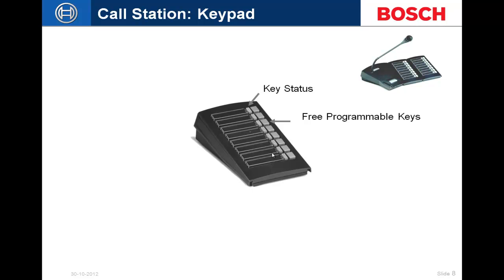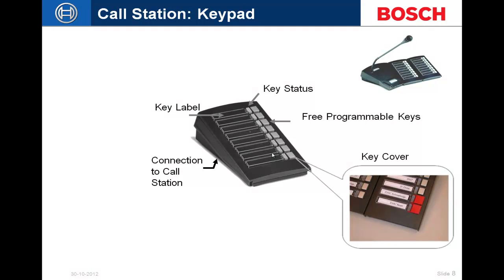Here's our keypad. Those are removable key label covers. Those just kind of pull off. You can fill out an Excel spreadsheet which has the keypad blanks, print that out, cut it out, and basically they just slip underneath those label covers there. Status LEDs are on each one of the buttons.